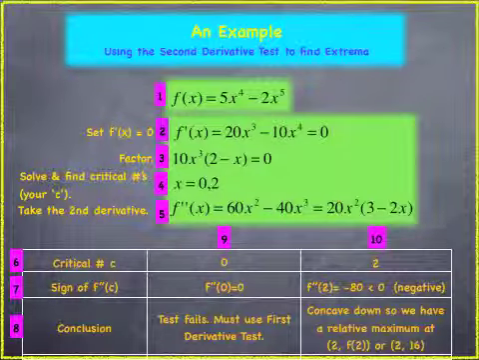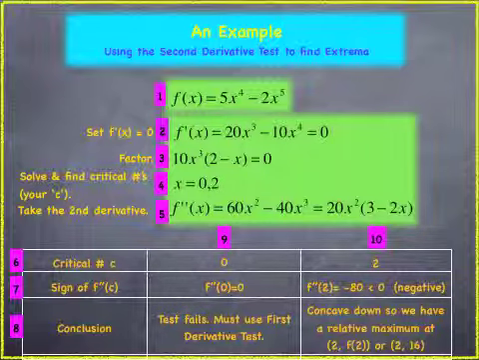So let's try an example. If you look at 1, here's our function. At 2, we take the first derivative of our function and set it equal to 0. In 3, we just factor those results, and in 4, we solve, and that gives us our critical numbers, and we wind up with x equal to 0 and 2. Those are our c's. Okay?